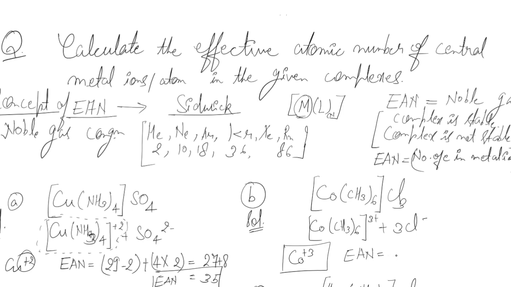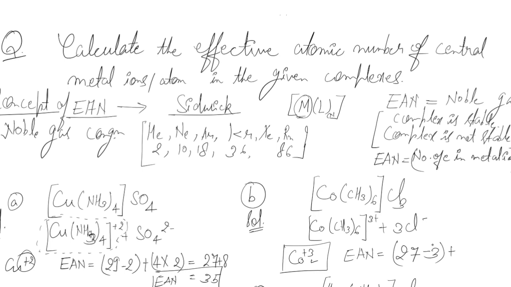effective atomic number. So what is the effective atomic number? How many electrons are in the metal ion. So we have the cobalt, and you know that cobalt has 27 electrons, because its atomic number is 27. But since it is present in +3 oxidation state, we will subtract 3 from there, because it is losing 3 electrons. Plus how many electrons are gained from the ligands?